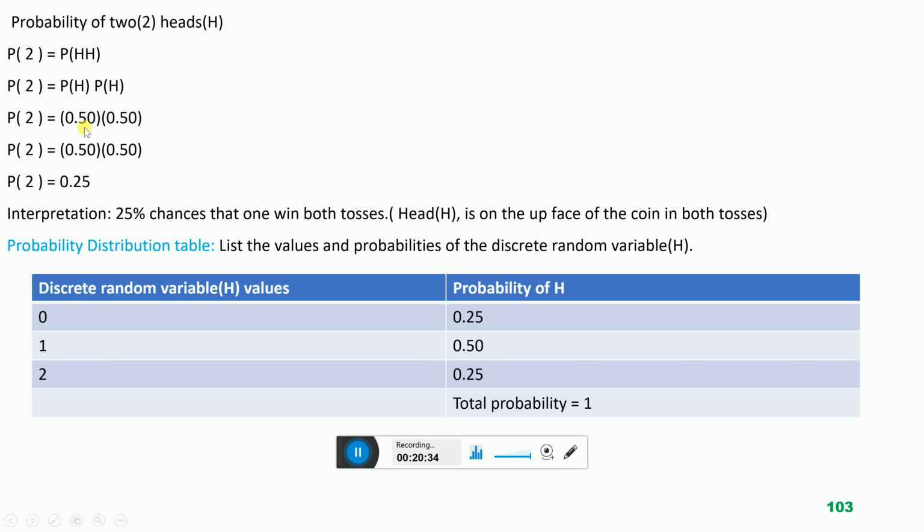Again, probability of 2 heads is equal to 0.50 multiplied by 0.50, because both outcomes of tossing a coin carry equal chances. 50% chances that there will be head on the up face of the coin, and 50% chances that there will be tail on the up face of the coin. So that is why we assign probability 0.50 to head and again probability 0.50 to head. Probability of 2 heads is equal to 0.25. What does this mean? Interpretation: this means 25% chances that one wins both tosses, meaning 25% chances that when we toss the first time, head appears on the up face of the coin, and when we toss the second time, again head appears on the up face of the coin.